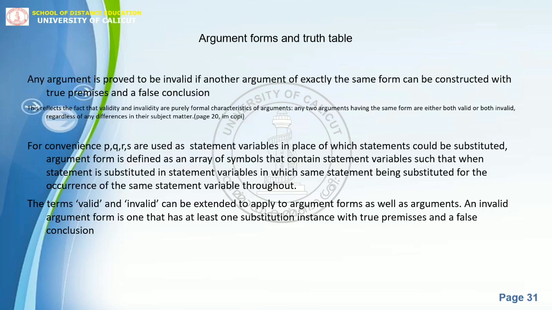Any argument is proved to be invalid if another argument of exactly the same form can be constructed with true premises and false conclusion. So if we find any substitution instance in the truth table with true premises and false conclusion, then automatically that argument is invalid.